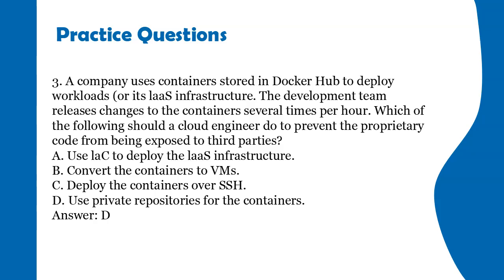3. A company uses containers stored in Docker Hub to deploy workloads for its IaaS infrastructure. The development team releases changes to the containers several times per hour. Which of the following should a cloud engineer do to prevent the proprietary code from being exposed to third parties? A. Use IaC to deploy the IaaS infrastructure. B. Convert the containers to VMs. C. Deploy the containers over SSH. D. Use private repositories for the containers. Answer: D.